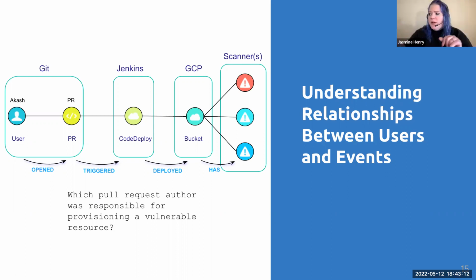Right. And to your point earlier, you can also work backwards. Like you see something in the scanner, who deployed it? Who's the user? Since that's actually more realistic about how it would actually go.